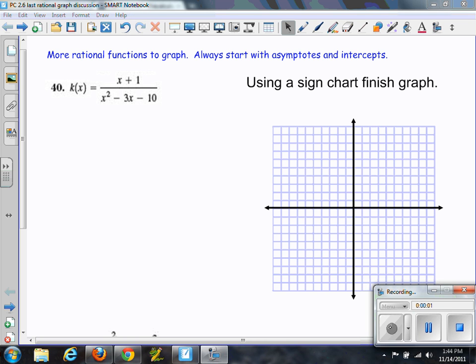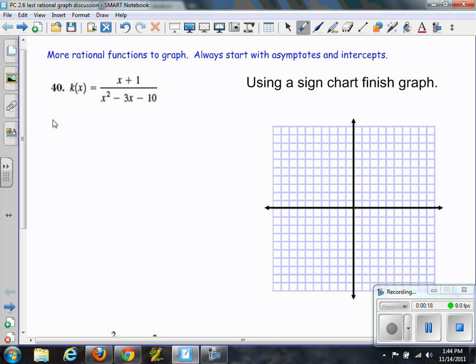We're going to continue doing the rational graphs. We always like to start with our asymptotes and intercepts. And to follow up on our last video, I want to show you how we can use something called a sign chart to actually analyze the rest of the graph. First thing we always do is we want to factor it.